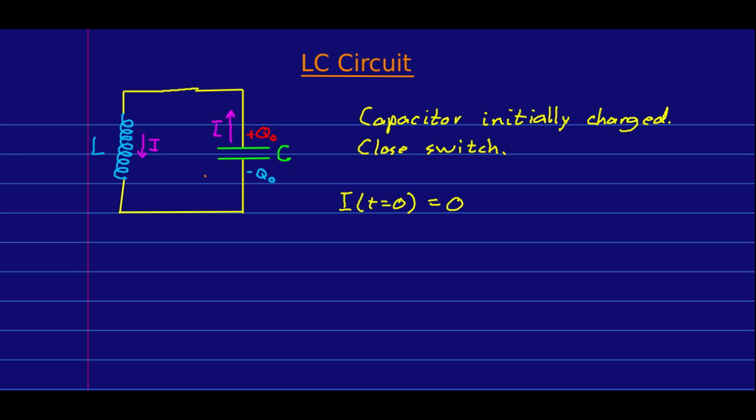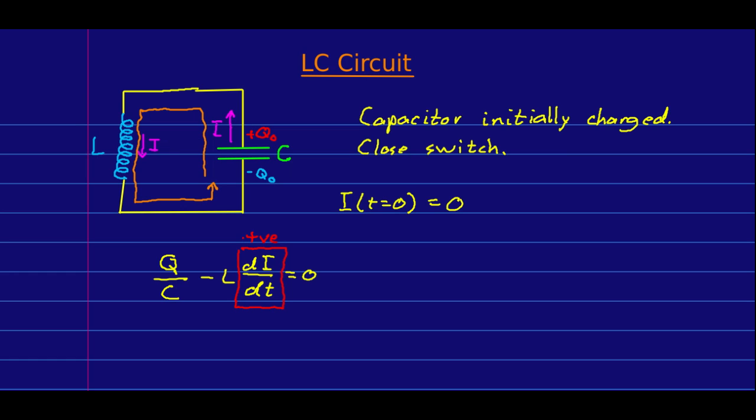As usual, let's write a loop law. So I'm going to do the loop around this way, and in particular, that is because I know there is then a potential rise as I go through the capacitor, and so there must be a potential drop as I go through the inductor. Because I know there is a potential drop as I go through the inductor, di by dt must be positive.